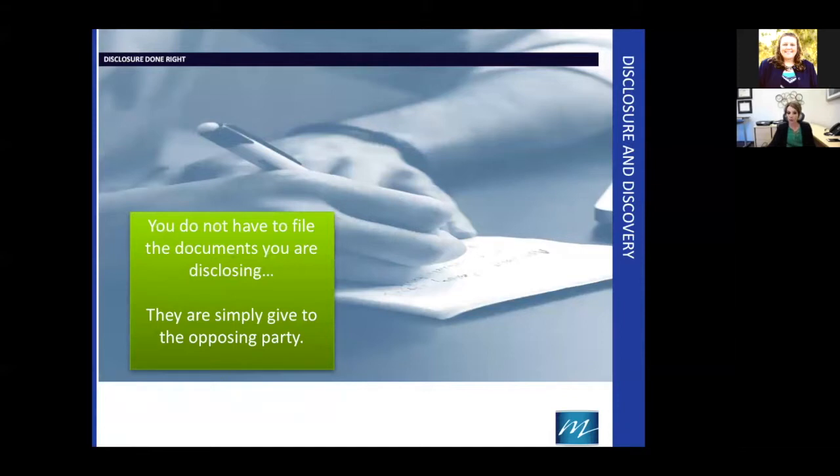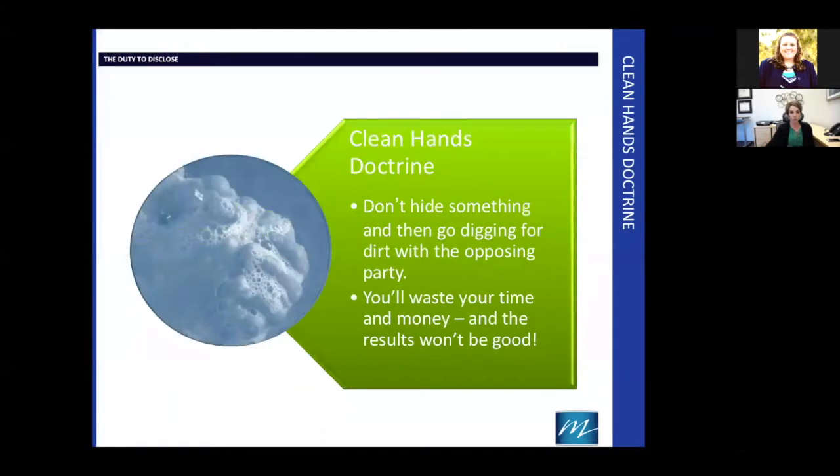You don't file these documents, just like you don't file the disclosure statement. You just give them to the other party. The judge will have looked at none of your evidence, zero, before you go into court. And this is something that's really confusing to people. But evidence is only considered if it's properly admitted into evidence during a hearing. And that's what we're talking about. Don't hide something. Don't claim your ex is hiding something.